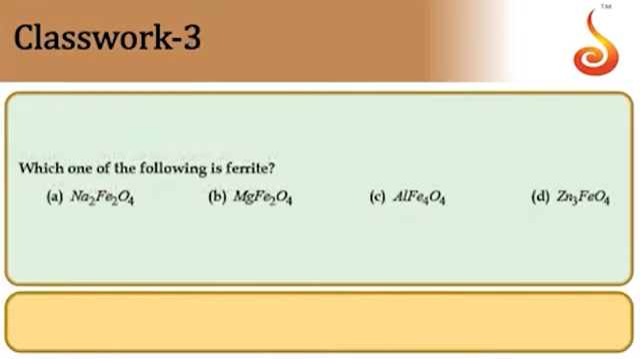Next one. Which of the following is ferrite? These are the formulas to remember. So ferrite is option B we have, MgFe2O4, ferrite.